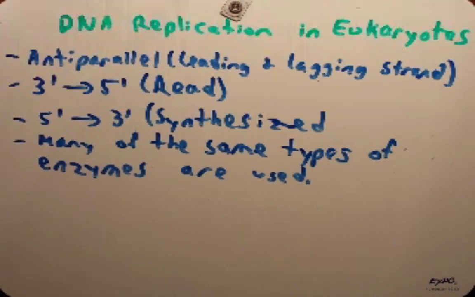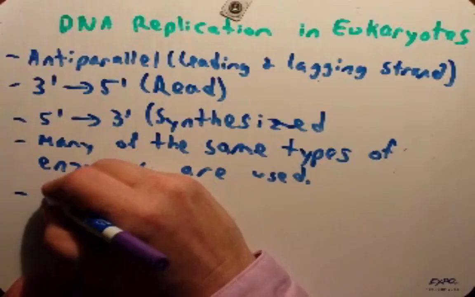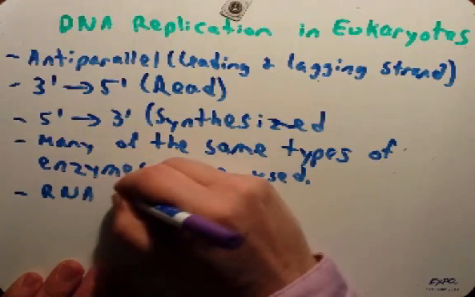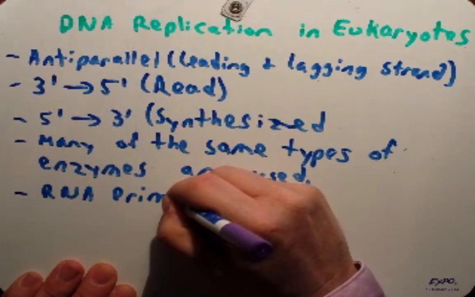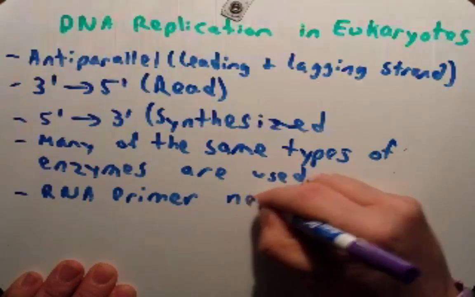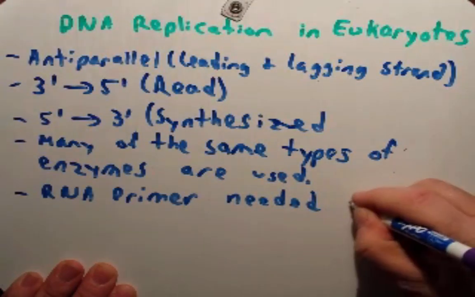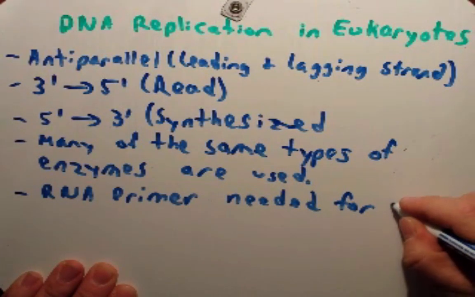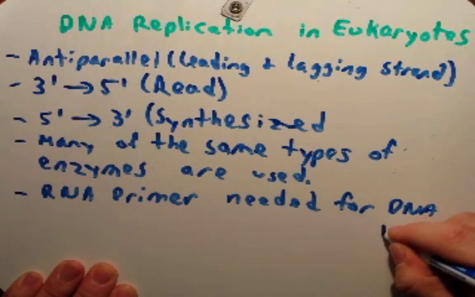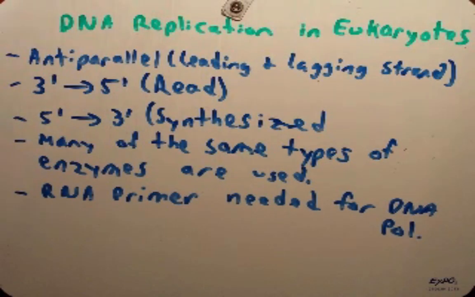DNA polymerase still requires that 3' hydroxyl, so we still require this RNA primer needed for DNA polymerase. And likewise, you still need the ability to remove the RNA and then to ligate those Okazaki fragments with DNA ligase. So many of the same kinds of enzymes are still being used.